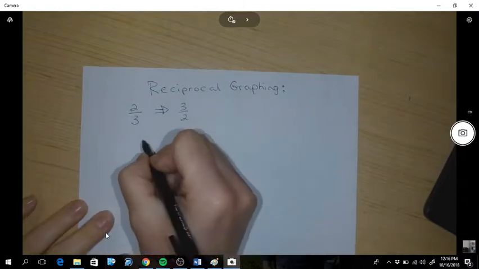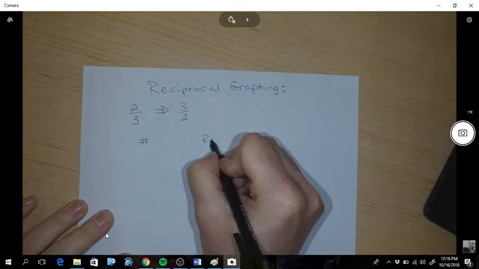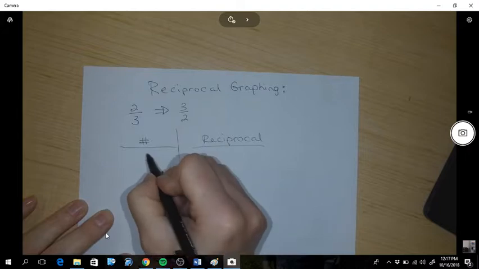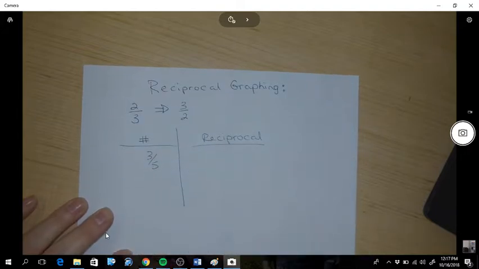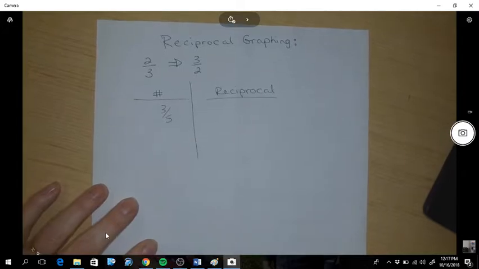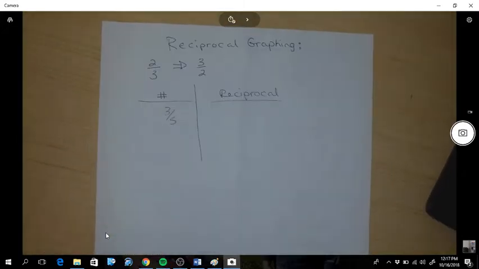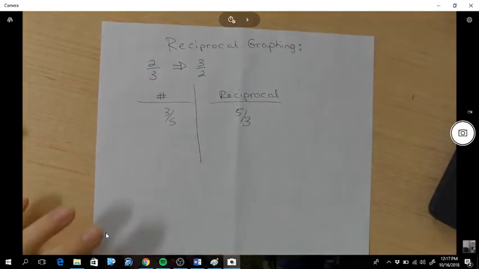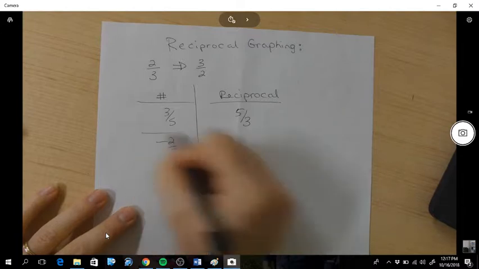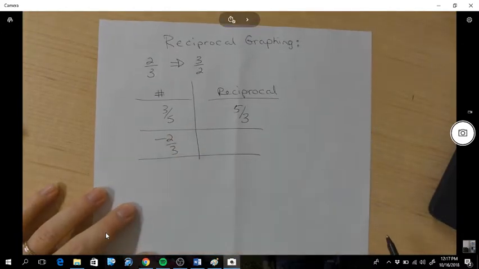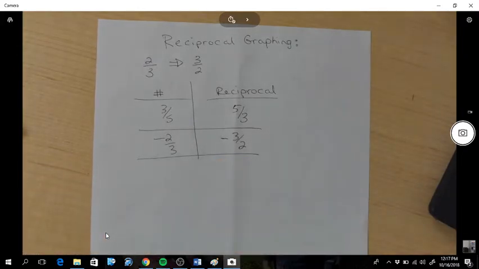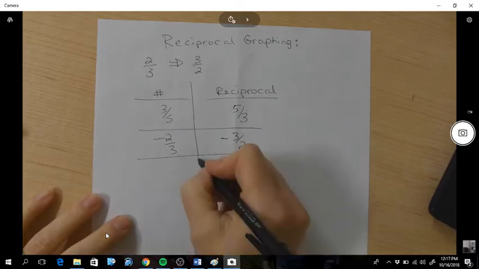So let's pick some numbers and find the reciprocal and see if we can find some patterns. So 3/5. The reciprocal would be 5/3. What if I do negative 2/3? Then the reciprocal would be negative 3/2. It doesn't change anything with the negative. If it's a negative number, it's still a negative. Positive, still positive. You're just flipping the value around.